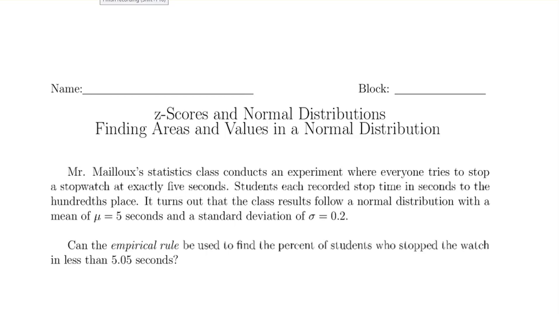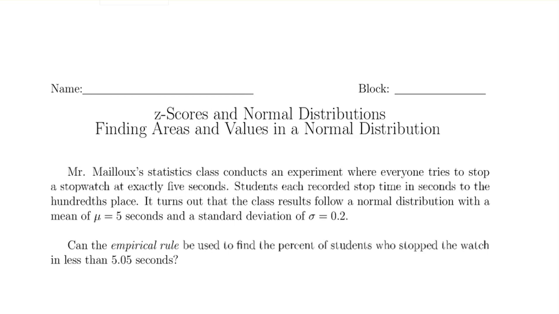Today we're going to be continuing my video series on z-scores and normal distributions. In particular, we're going to start finding areas and values in a normal distribution in ways that aren't using the empirical rule. So, here's a scenario that we might want to consider to start.